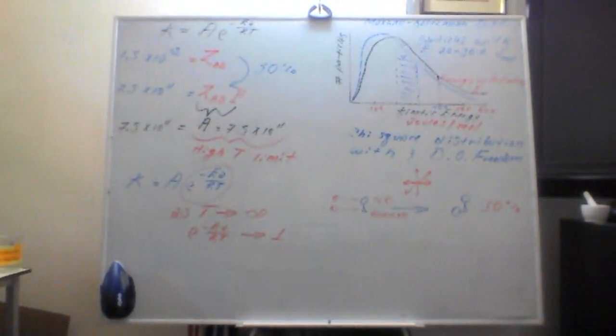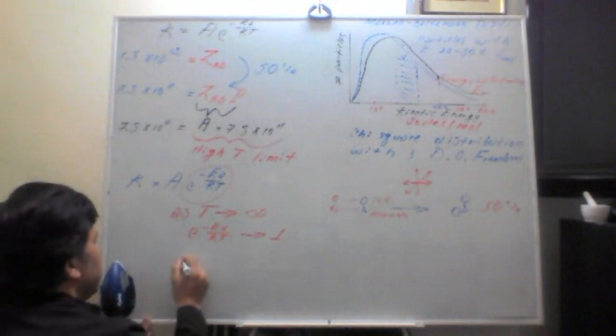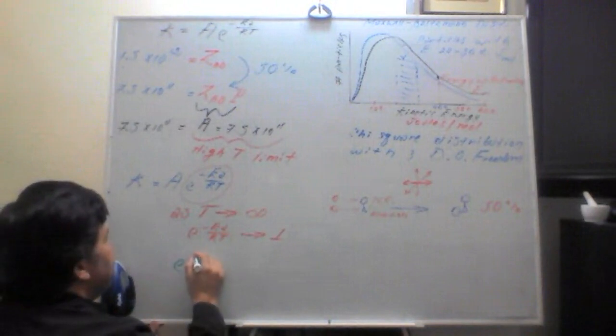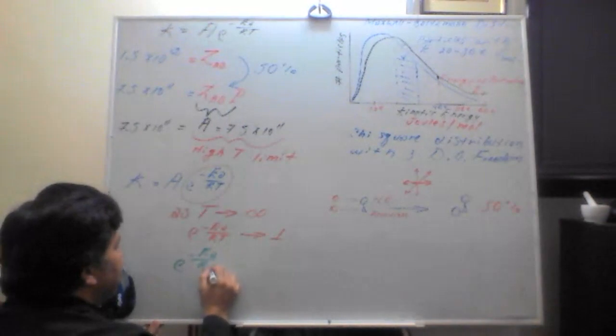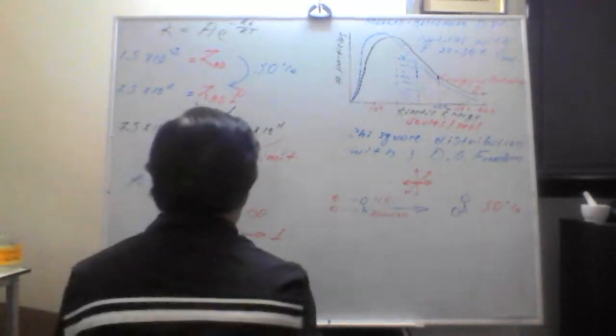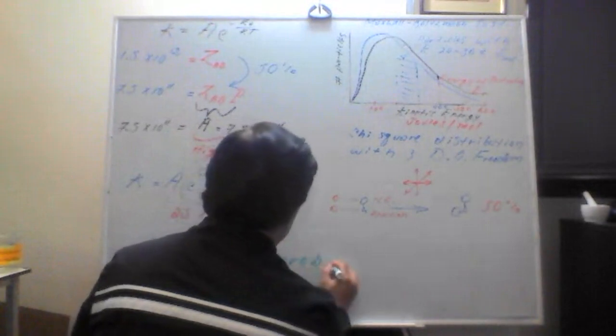So what this is as a multiplier, the e to the minus energy of activation over RT, is a probability multiplier.